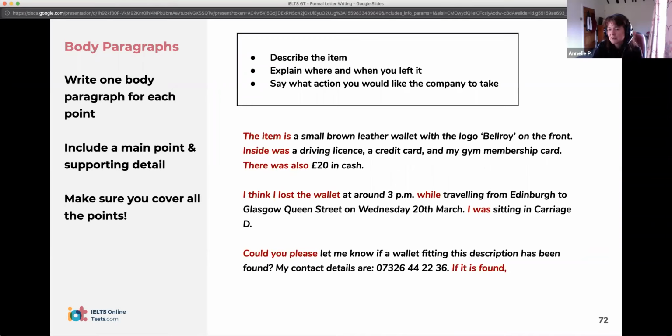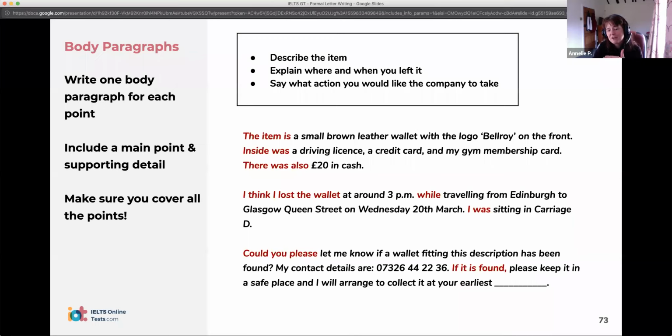Then we could add a bit more there. So if it is found, how could we continue that sentence? Okay, so yeah, another request, like I would appreciate it, Surya. Okay, please let me know immediately. Please return it to this address. Please keep it in the lost and found department. Okay, all of those would be very nice. I'd be happy to collect it. That's perfect. Okay. So please keep it in a safe place.